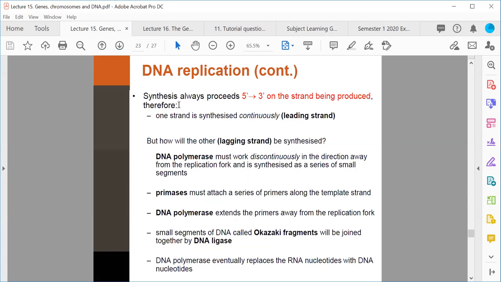All right, so we've seen that any strand of DNA will always proceed from 5' to 3' on the strand being produced. So the one strand that we were looking at in the previous example is synthesized continuously, and we call that the leading strand. But the other strand of DNA is a little bit different. It's a little bit more involved, and we call the other strand the lagging strand.